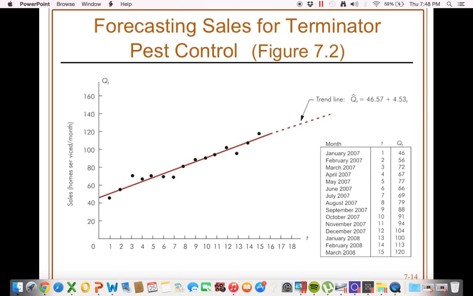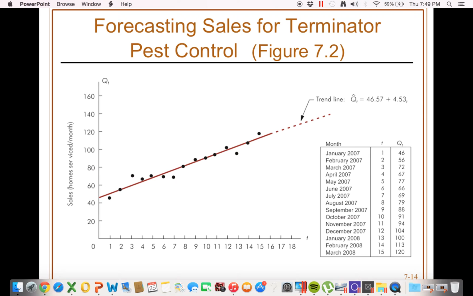By the way, just to give you a quick update on what that actually means. 46.57 is where it's intersecting the y-axis, right? You see that? It is right around 46.57 where it's intersecting the y-axis. On top of that, that slope means that on average, it's going up by how much? 4.53. So every period on average, it's going up by about 4.53. Now, sometimes it's different, but just about that.